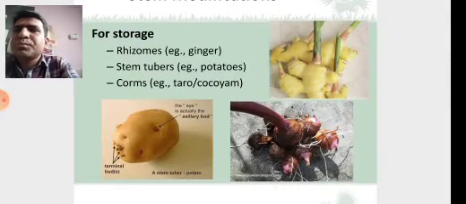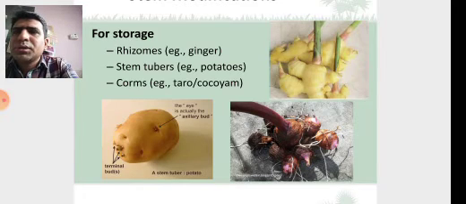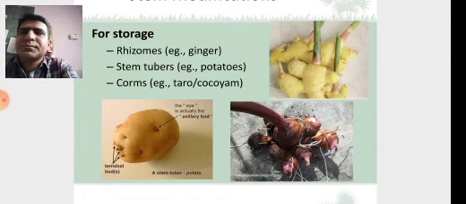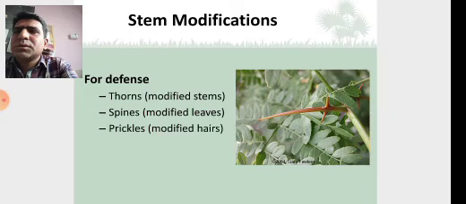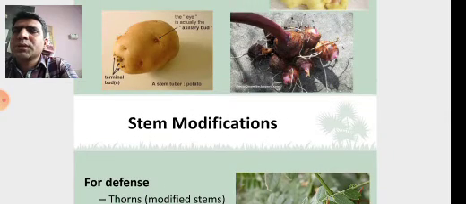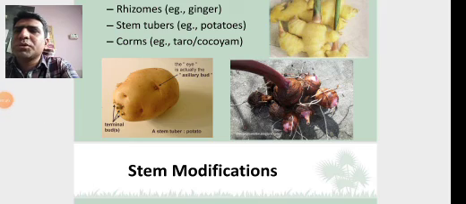Then rhizome, tuber, and corms. Stem tubers, for example potato. Corms, for example cocoyam. So these are the best examples of that. So I think this is sufficient for the morphology of the stem.